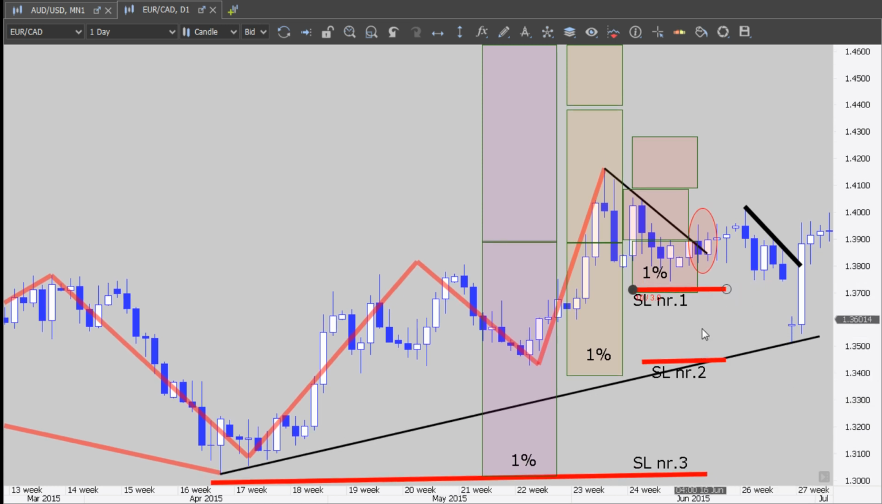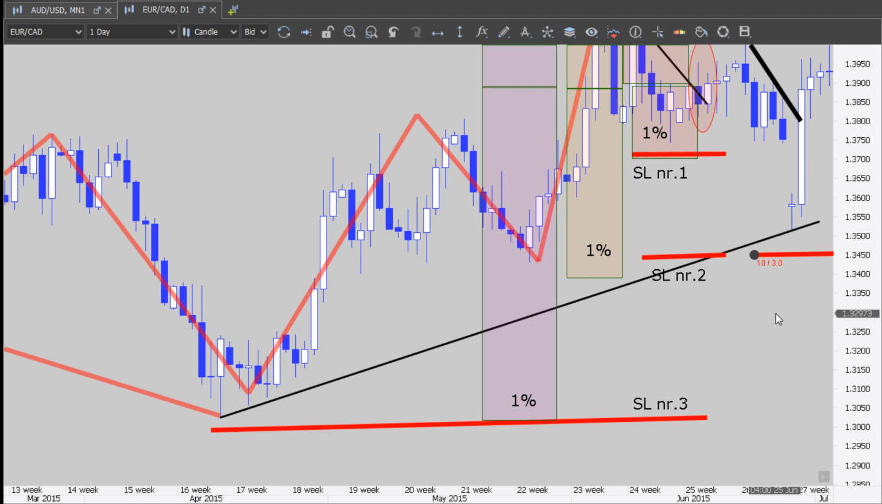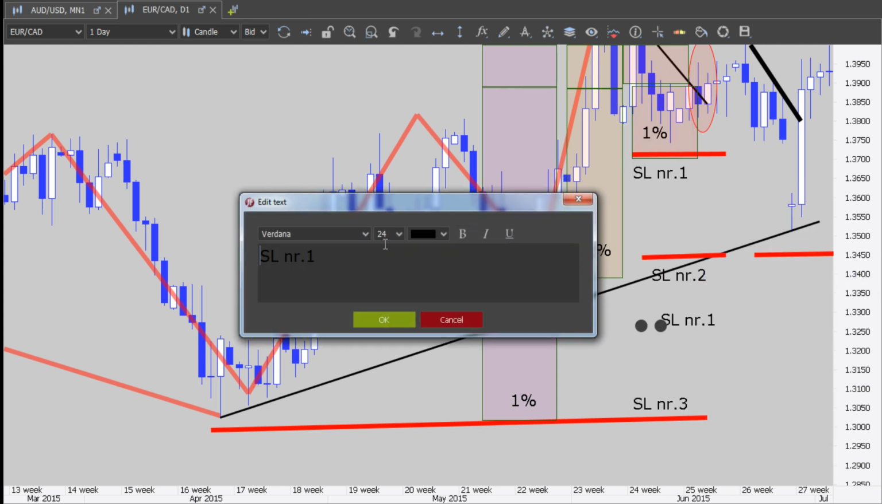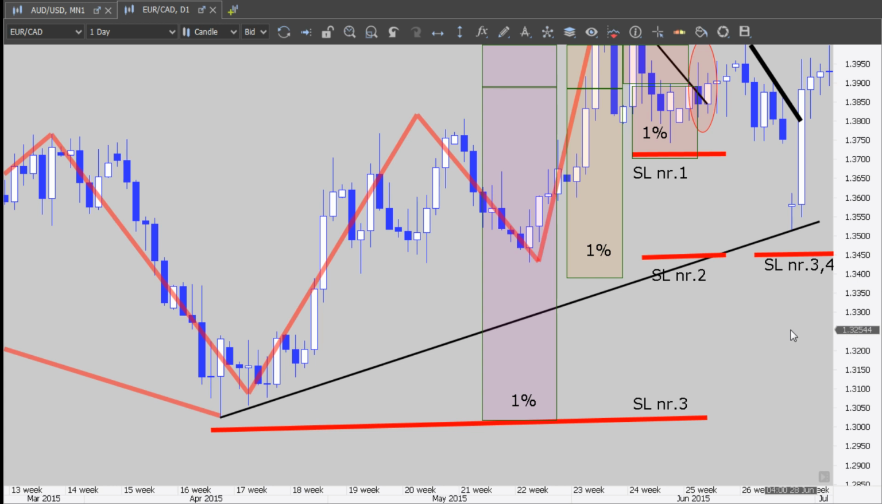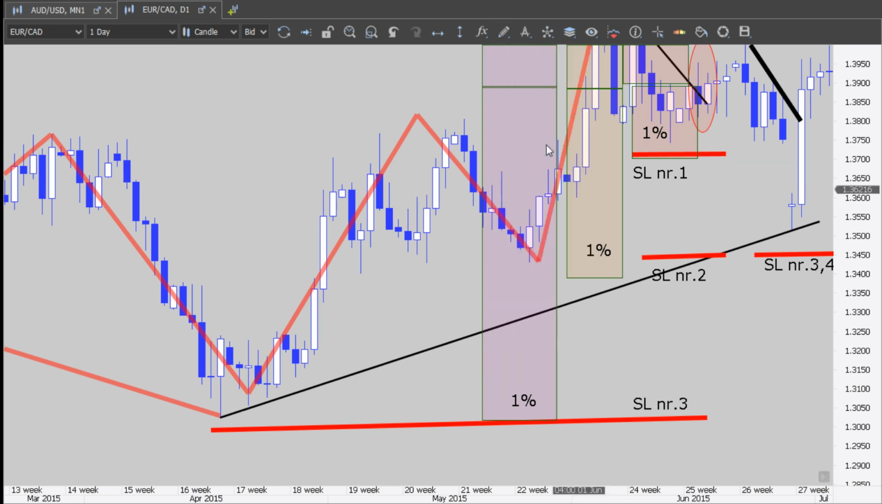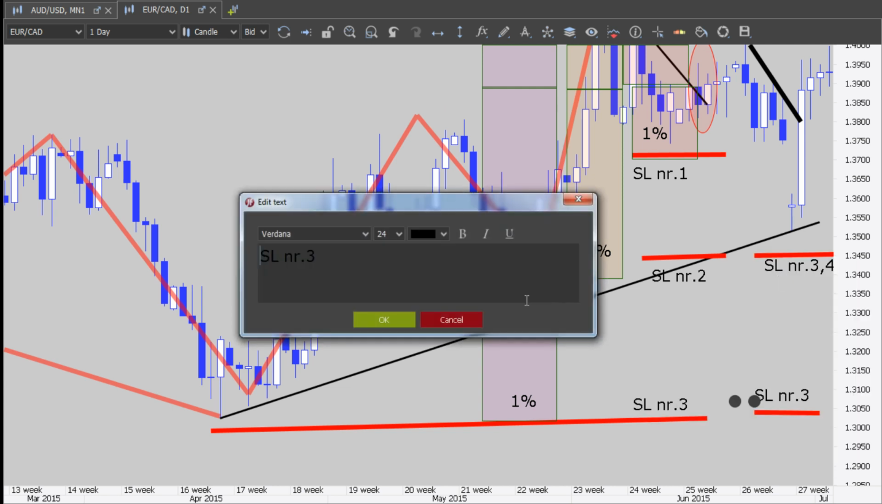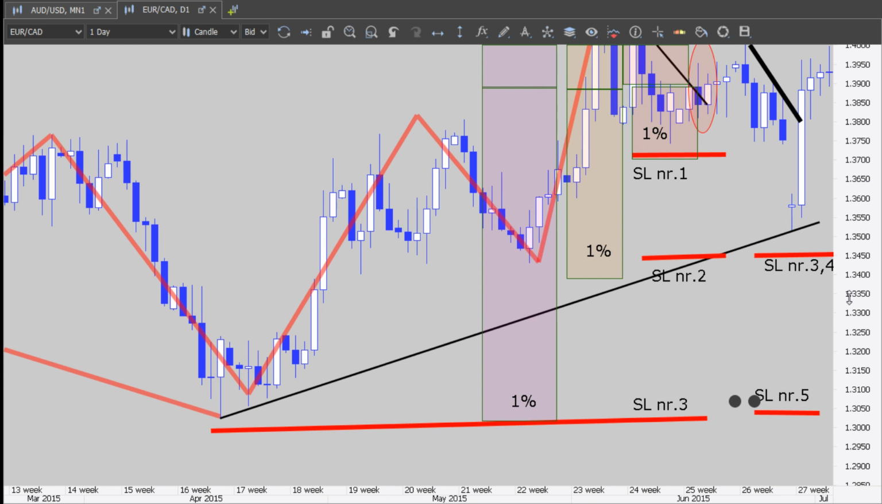So this is going to be a clone. Stop loss number 1 and stop loss number 2 are going to be in the same area, everybody. Why is that? Because we just adjusted the trend line. So this is going to be the stop loss number 3 and 4. We are talking about the second trade. Stop loss number 3 and 4 is going to be here. This is the second chance to enter, and stop loss number 5 is going to be here. Why a different stop loss? Because we are measuring 2 different trades. So this is going to be stop loss number 5 now. Edit label, stop loss number 5.